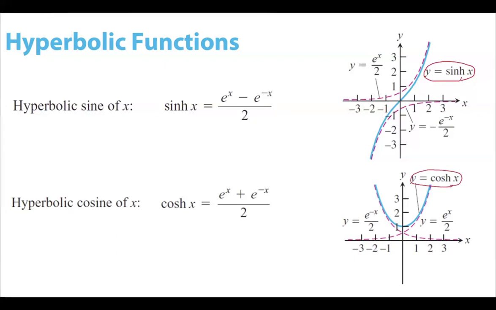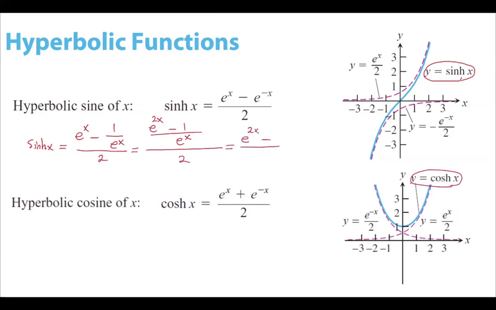You can also break these functions and definitions down into other forms. So sometimes they write hyperbolic sine of x this way: e to power x minus 1 over e to power x, divided by 2. Then on the numerator, they take the common denominator e to the x. You get e to power 2x minus 1 divided by e to the x, over 2. And they write it as e to power 2x minus 1 divided by e to power x multiplied by 2. So another way to represent hyperbolic sine is this way.